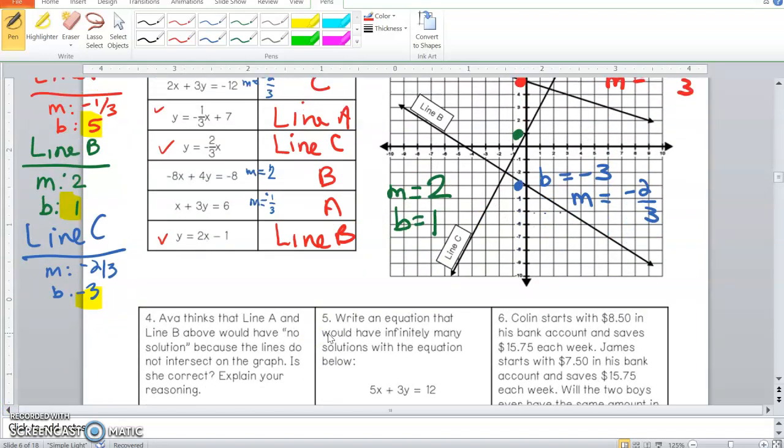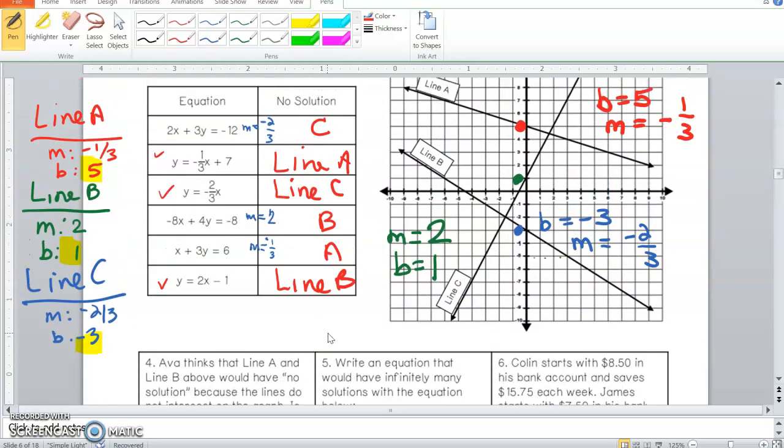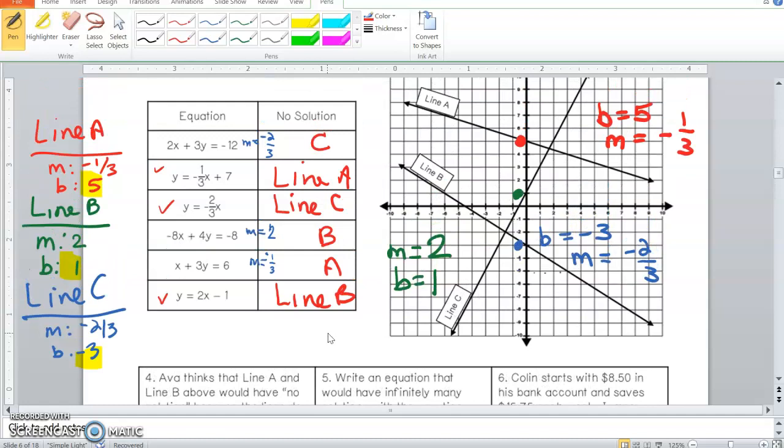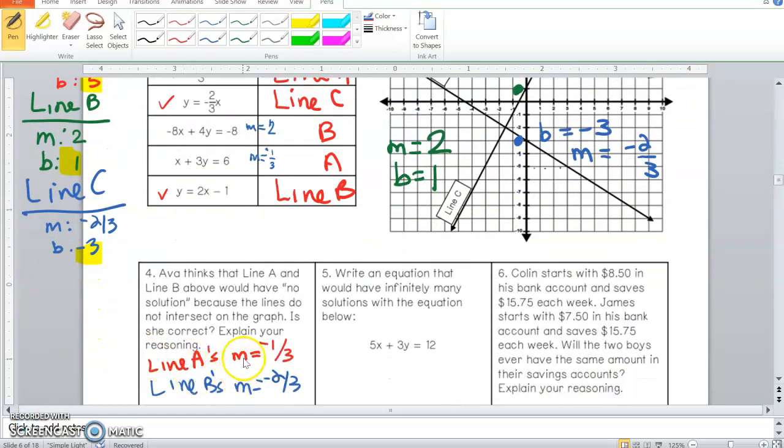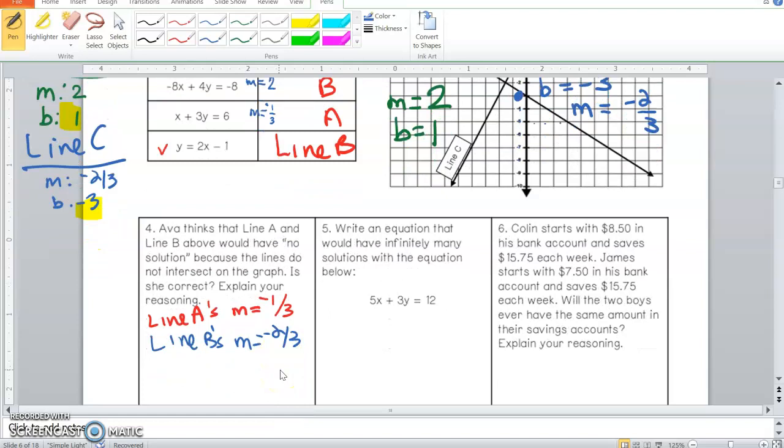She is not correct. It is actually incorrect that they have no solution. They will intersect. The reason being is because line A's slope is negative 1/3 and line B's slope is negative 2/3. Since they have different slopes, they will eventually intersect. Thus, they would have one solution.